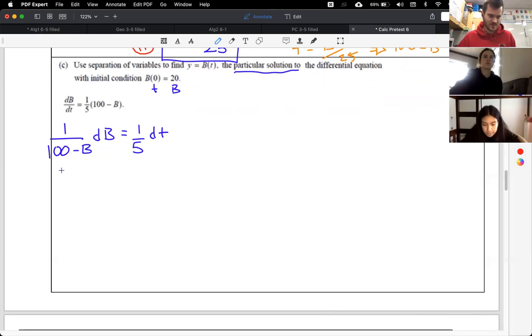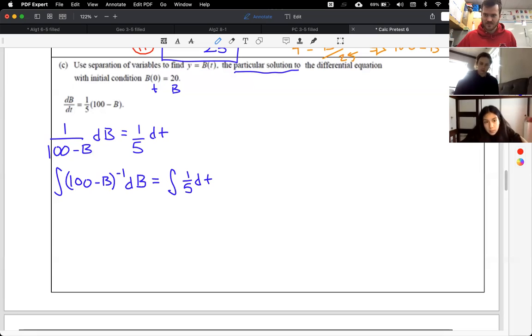Now do the integration. So integral of (100 minus capital B) to the power of -1 dB is equal to the integral of 1/5 dt. Do the integration. All right, so integration, -1 power, and that's our famous natural log. They're pretty common down here. Natural log of absolute value of 100 minus capital B is going to be equal to 1/5 of t. Wow, I'm getting such crazy lag, it's hard to write. Don't forget plus C. All right, so that's step 2.